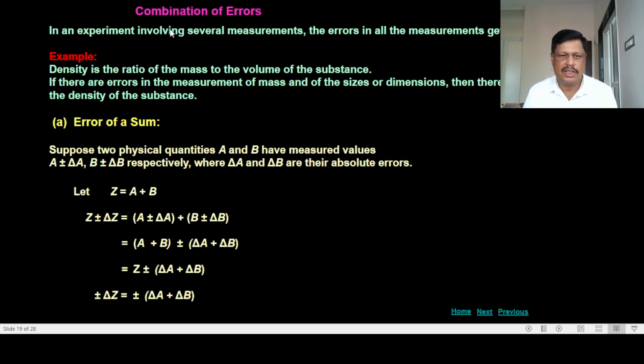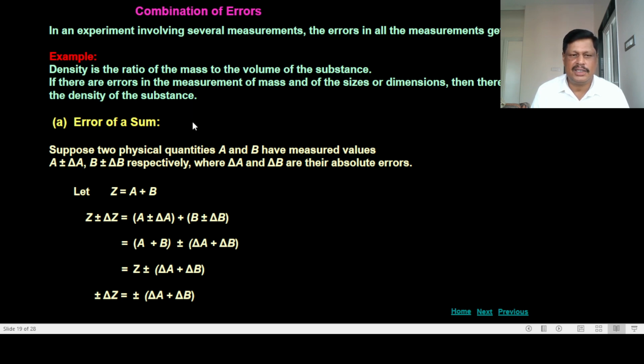Let us discuss the combination of errors: errors of a sum, errors of a difference, errors of a product, and errors of a quotient. In an experiment involving several measurements, the errors in all the measurements get combined. For example, density is the ratio of the mass to the volume of the substance. If there are errors in the measurement of mass and the sizes or dimensions, then there will be error in the density of the substance.